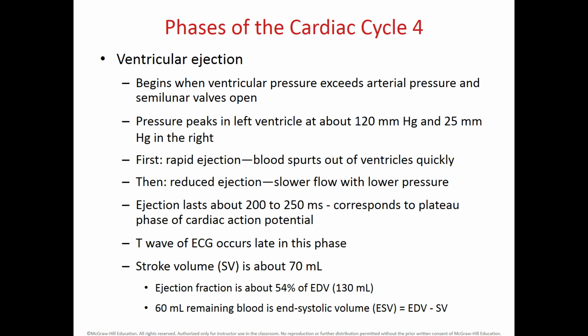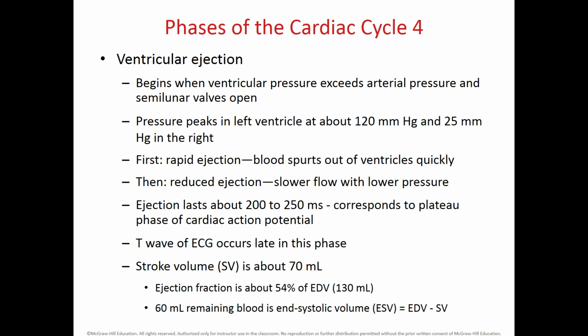Now, this ventricular ejection will peak at 120 millimeters of mercury on the left ventricle and 25 in the right ventricle. In this ventricular ejection you have a rapid ejection, and then you'll have a reduced ejection. This phase will last 1/4 of the complete cycle, which will be around 200 to 250 milliseconds.